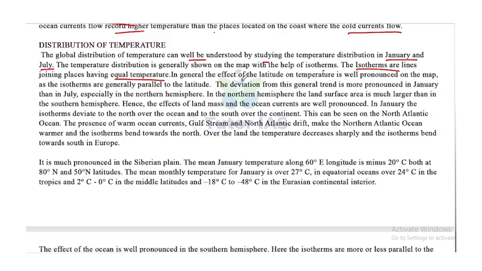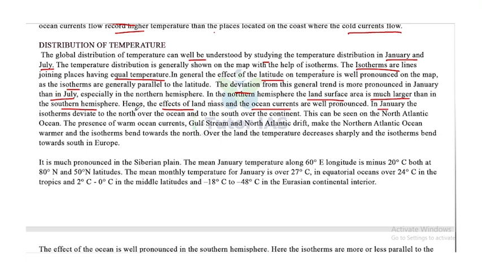In general, the effect of latitude on the temperature is well pronounced on the map as the isotherms are generally parallel to the latitude. The deviation from this general trend is more pronounced in January than in July, especially in the northern hemisphere. In the northern hemisphere, the land surface area is much larger than in the southern hemisphere. Hence, the effect of landmass and the ocean currents are well pronounced.